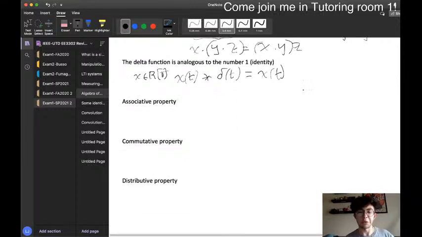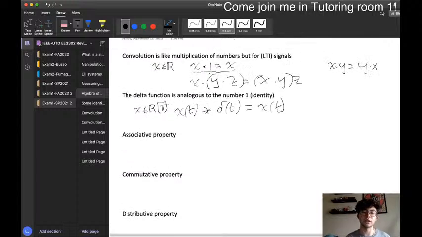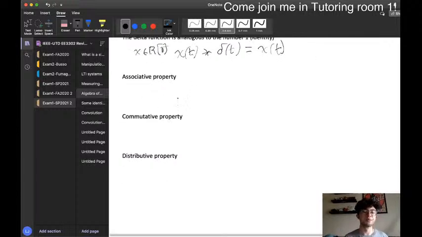This is called the identity property. It's very similar to having a 1 in multiplication. Another property that holds similarly is the associative property. So if we have x, y, and z as signals, then we can switch around the parentheses, and this will be used.